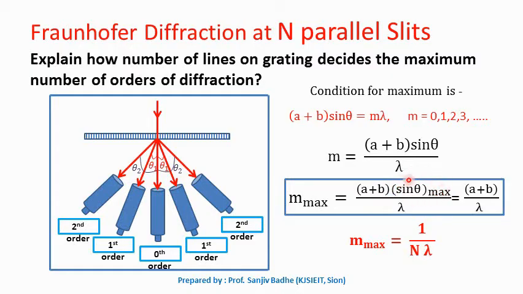So just replace this sin theta max by 1 and we can calculate the maximum value of m. So maximum value of m is equal to a plus b upon lambda. We know a plus b is equal to 1 upon N, and therefore we can calculate the maximum number of orders that can be seen in terms of number of lines per centimeter on the grating. This N is the number of lines per centimeter on the grating, or number of slits per centimeter on the grating. So the maximum number of orders that can be seen depends on the number of lines on the grating per centimeter.